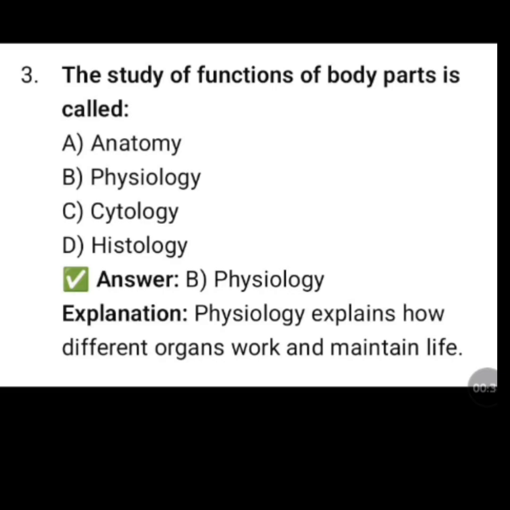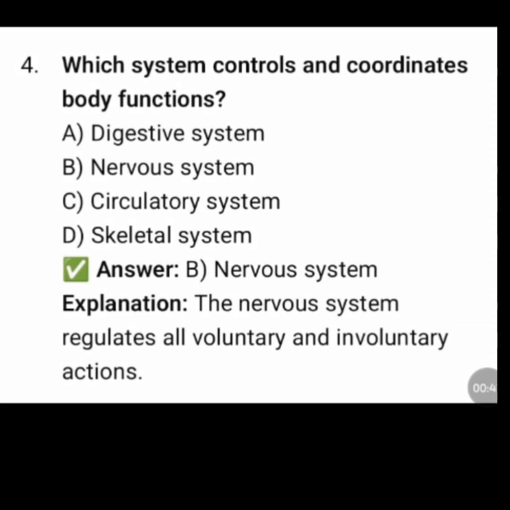The study of functions of body parts is called: anatomy, physiology, cytology, histology. The correct answer is option B, physiology. Physiology explains how different organs work and maintain life.